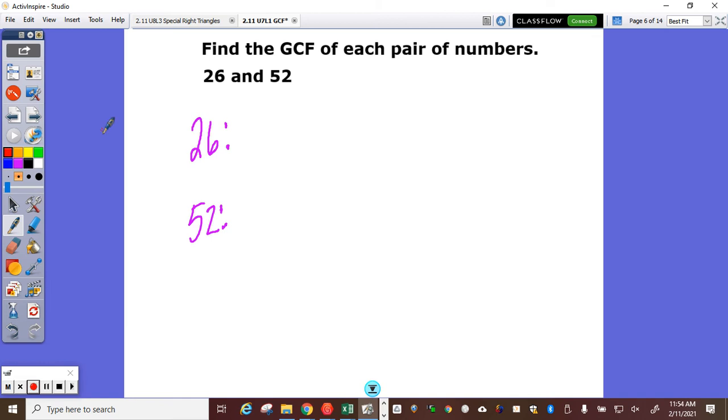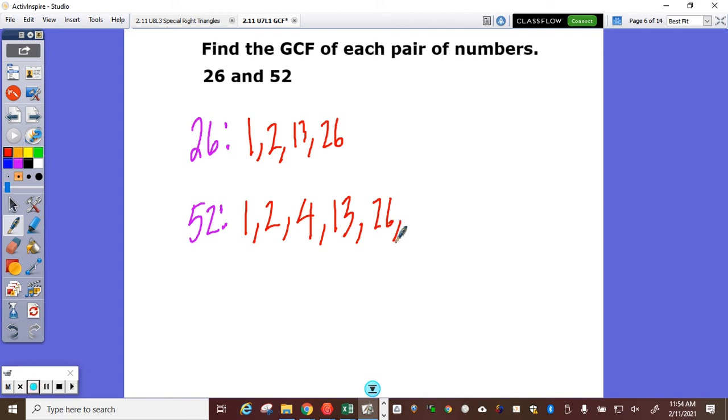All right, so let's list 26. 1, 2, 13, and 26. For 52, we have 1, 2, 4, 13. 4 times 13 is 52. 2 times 26 is 52. 1 times 52 is 52. So, what's my greatest common factor here? 26.